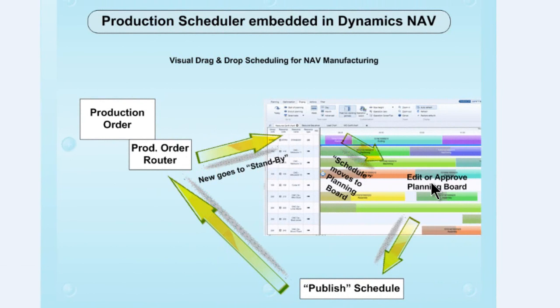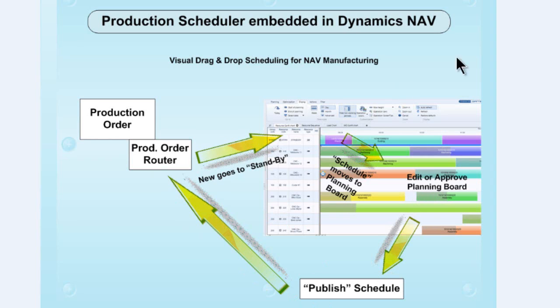Now from there, if I want to make any edits, I can. I can actually use some options and edits and make changes to the plan if I want to, or I can just approve it. In other words, I can say, okay, this is a pretty good plan. I'm just going to go with that. Once I approve it, then I want to publish that information back to NAV.